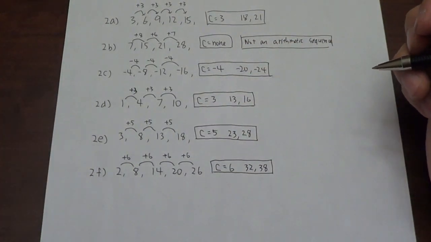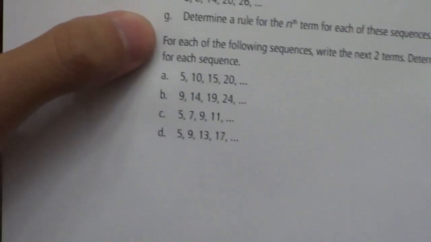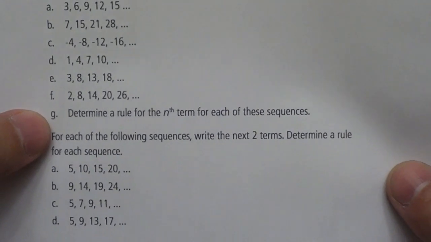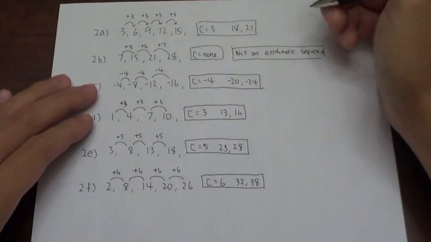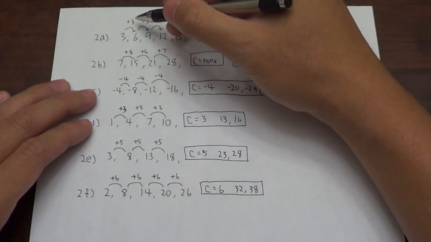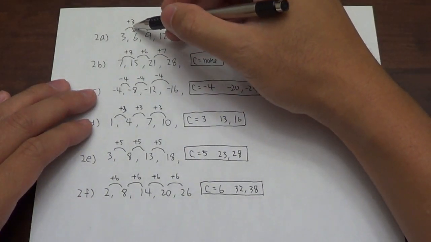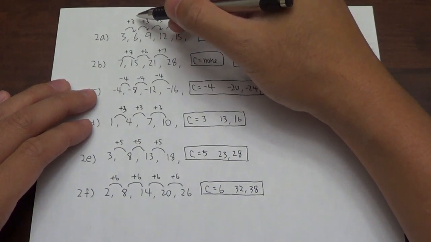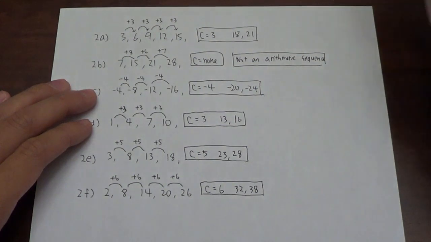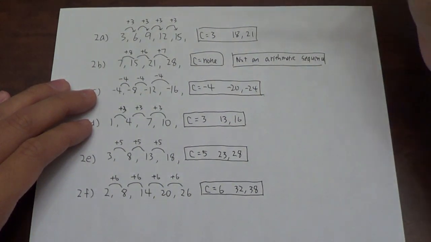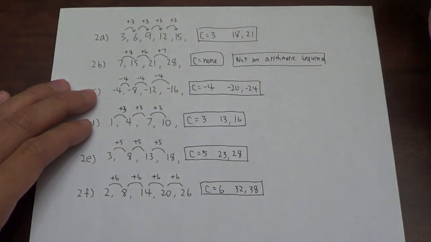Alright, and then 2g wants us to determine a rule for the nth term for each of these sequences. Okay, so we can go back to each one, so starting with 2a, because we know that each term is being increased by 3, you can think of it as skip counting by 3. So when we skip count, if you think back all the way back to first or even second grade. When you skip count, you're not actually adding, you're skip counting because you are multiplying.